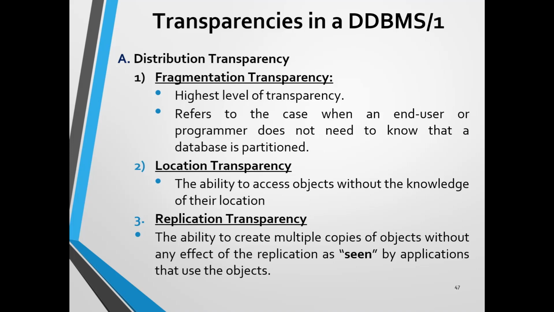Transparencies in a DDBMS. Distribution transparency. Number one, we have fragmentation transparency, the highest level of transparency. This is the case when an end user or programmer does not need to know that a database is partitioned. Then we also have location transparency, the ability to access objects without the knowledge of their location. Replication transparency, the ability to create multiple copies of objects without any effect of the replication as seen by applications that use the object.